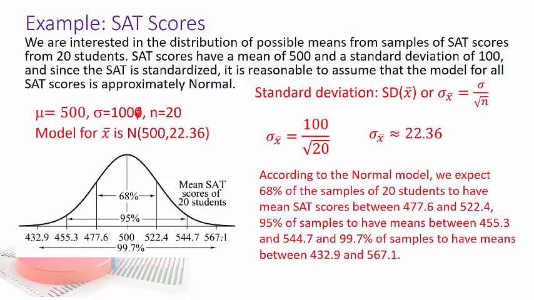According to the normal model, we expect 68% of the samples of 20 students to have mean SAT scores between 477.6 and 522.4. Now, if they had some sort of units on these scores, I would be sure to include those. 95% of samples, we expect them to have means between 455.3 and 544.7. You notice how I corrected myself there where I said have means? I said no, to have means, because I don't know that they will have those means. I just expect them to have those means. And then 99.7% of samples we expect to have means between 432.9 and 567.1.